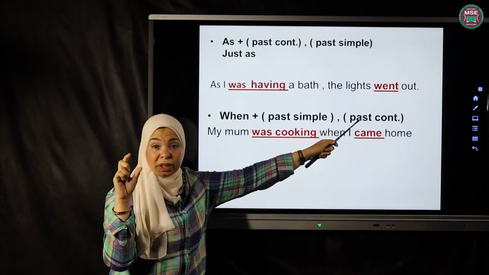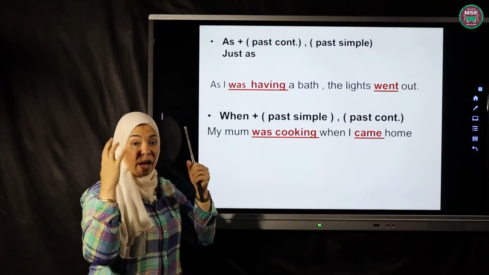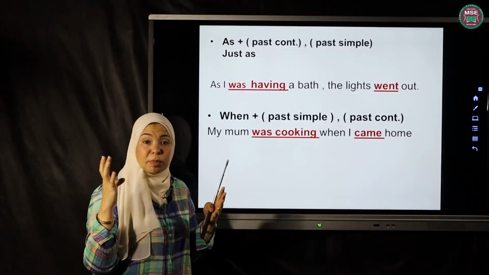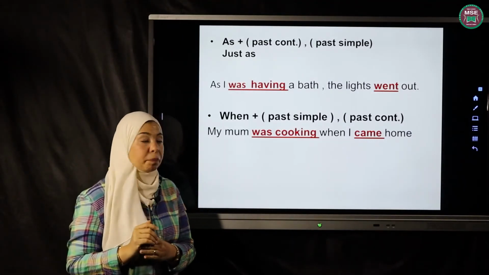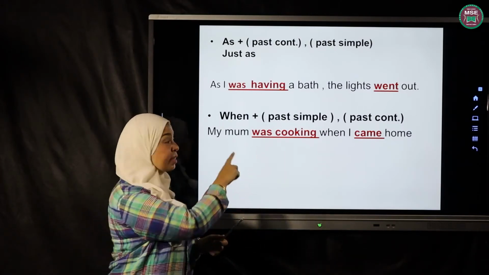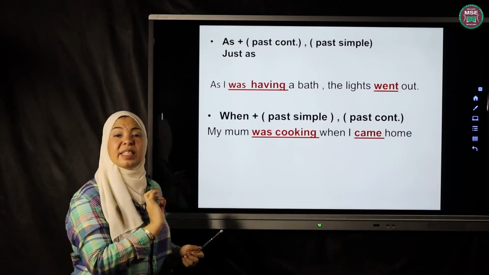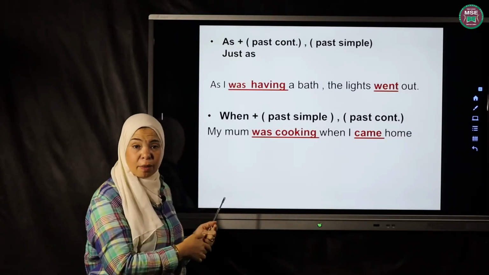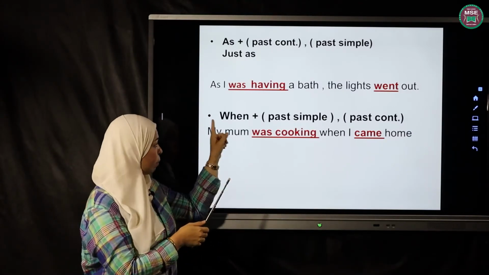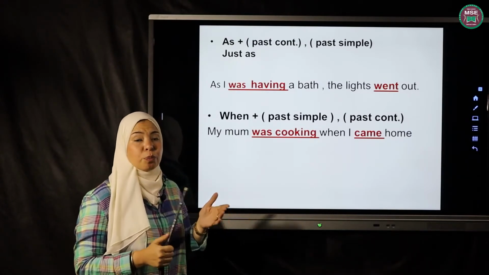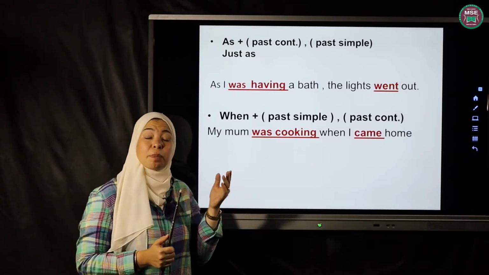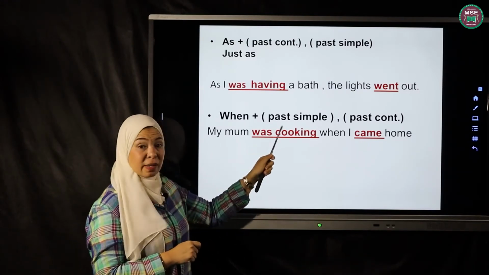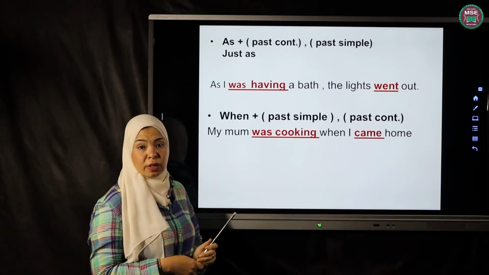Okay, this is a short action that interrupted me, of course, because I was having a bath. Then suddenly the light went out. This means that this short action interrupted me. When plus past simple, this is very important. When should be followed by any simple tense. It's not a must to be past simple, but because we are explaining the past tenses now, I said when plus past. But sometimes I use when plus present simple. But here, watch out, when plus past simple and the other action in the past continuous.